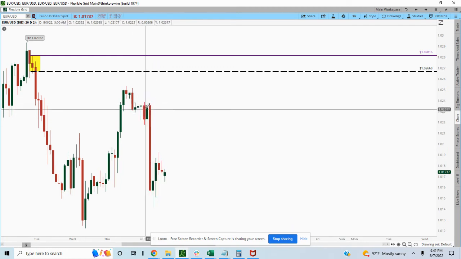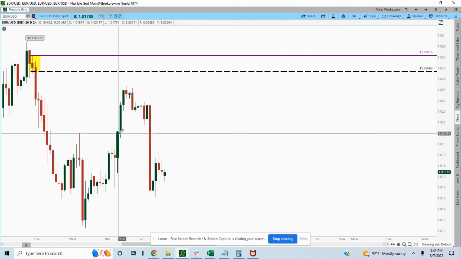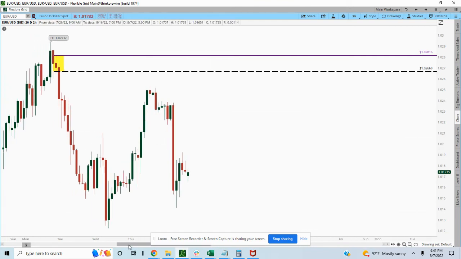So, I'm going to pass on that. Doesn't mean it's not going to work. Just means I'm not going to take it. I'm very, very selective. So I hope that helps on trading the euro.